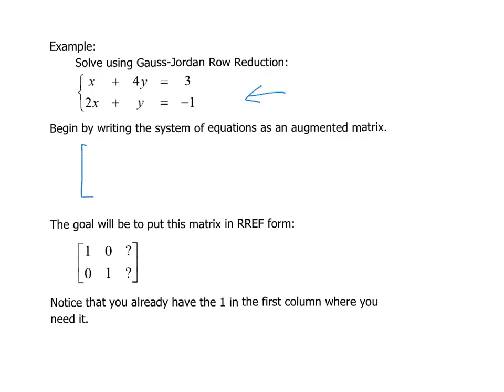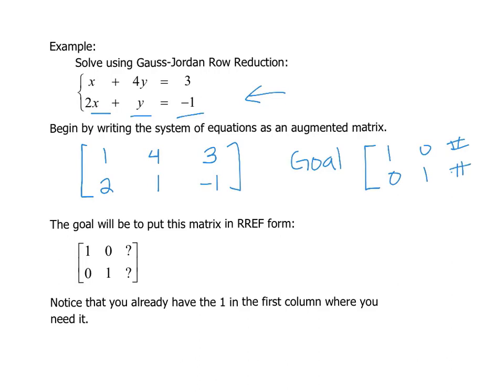Since I have 2 equations, I'm going to have 2 rows. Since I have 2 variables and a right-hand side, that's going to give me 3 columns. So my augmented matrix is going to look like 1, 4, 3, and then 2, 1, negative 1. And my goal is to make this look like 1, 0, some number, 0, 1, some other number.